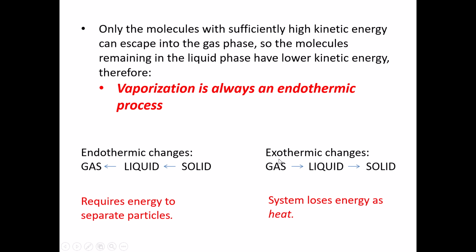The other three phase changes will be exothermic, going in the opposite direction. If I want to condense a gas back into a liquid, I need to remove heat from it, so net loss of heat is exothermic. If I want to freeze a liquid into a solid, I need to remove heat from it, so exothermic. And then a gas going directly to solid, deposition, I need to remove heat. So all three of those are exothermic changes.